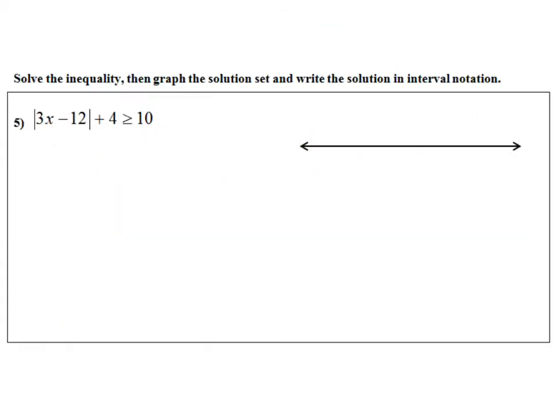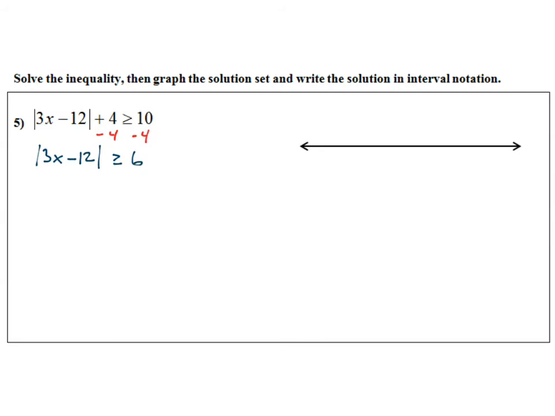So looking at this next one, it says solve the inequality, then graph the solution set and write the solution in interval notation. And we have the absolute value of 3x minus 12 plus 4 is greater than or equal to 10. So our first step here will be to subtract 4 from both sides in order to isolate the absolute value. And that'll give me the absolute value of 3x minus 12 is greater than or equal to 6.